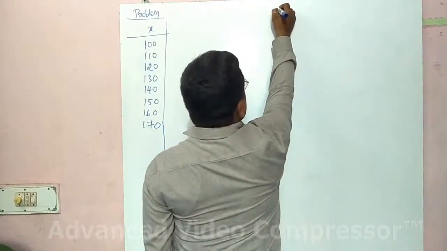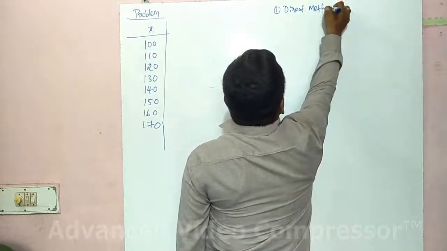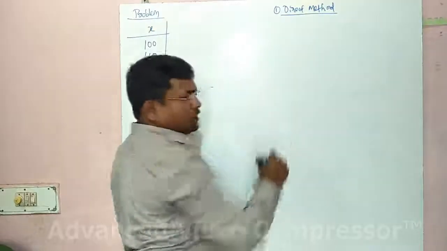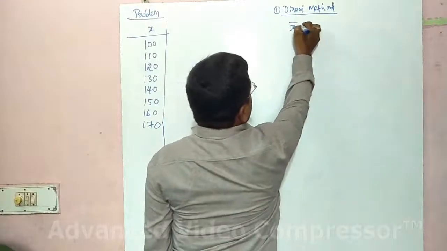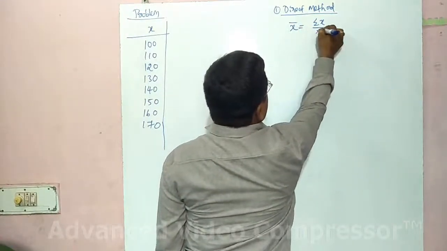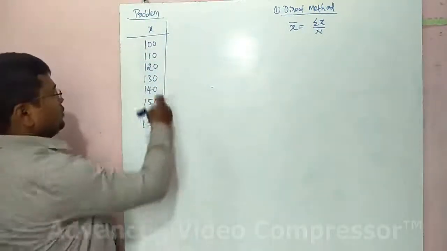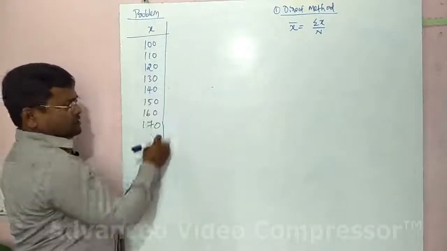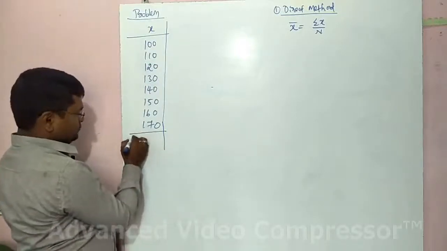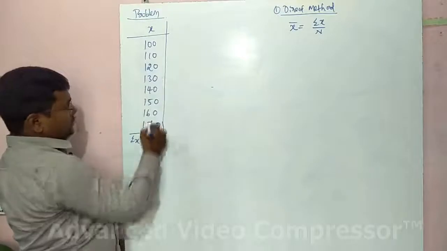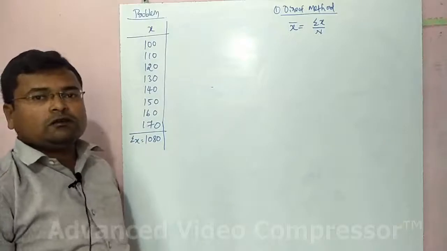As we have discussed, the first method is the direct method. The formula for the direct method is x bar is equal to summation of x divided by n. Summation of x means the total of x. You have to add up all these values to get summation of x. The summation of x will be 1080.